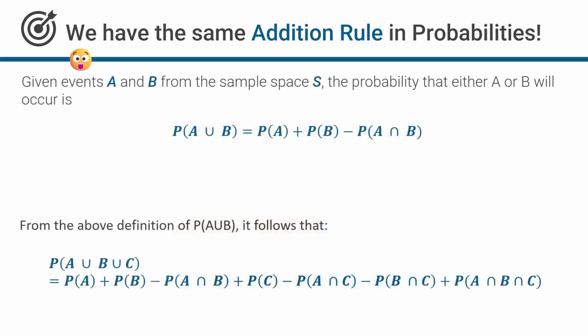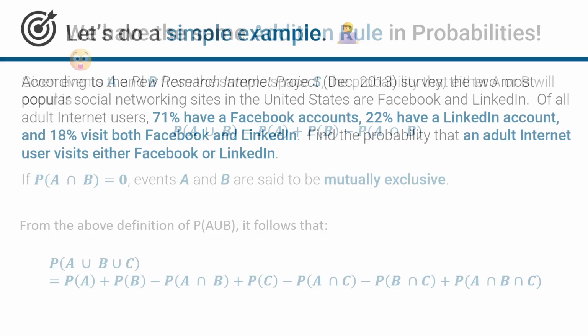From the above definition, we can say that the probability of A union B union C is as such. Later on, we will be solving, in a separate video, something like this that involves three variables, so let's just move forward for now.